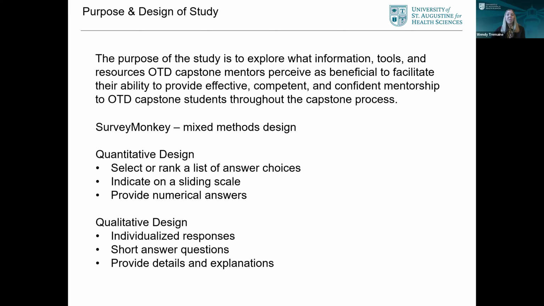We developed an anonymous survey in SurveyMonkey that has a mixed methods design. The quantitative portion asks participants to select or rank order a list of answer choices, indicate their response on a sliding scale, or provide a numerical answer. For example, how many OTD Capstone students they have mentored to date. The qualitative portion of our survey included individualized short responses to open-ended questions to provide additional details or explanations. For example, asking if they could change one thing about OTD Capstone mentoring, what would it be?